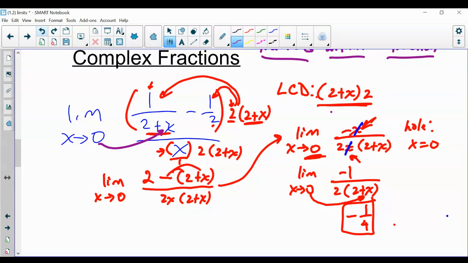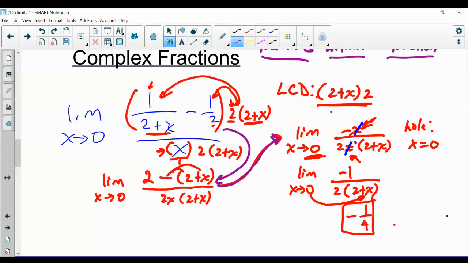Well, that's going to be hard to find the limit, but if I can get this x to cancel somehow, that means there must be a hole at 0. So, using complex fraction skills, and again, check my work, I multiply by the LCD to create this single simple fraction. I then simplify the top by just subtracting 2 minus (2 plus x). I get negative x over 2x times (2 plus x).